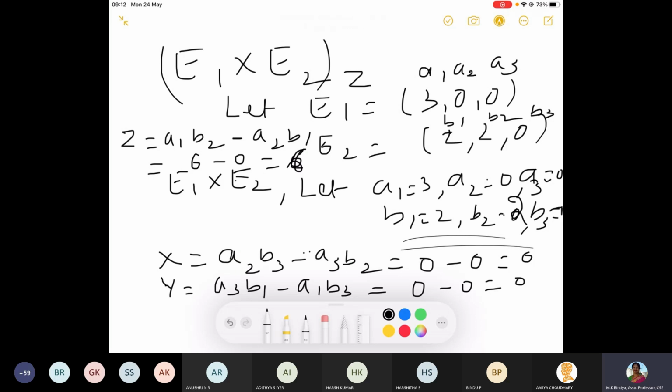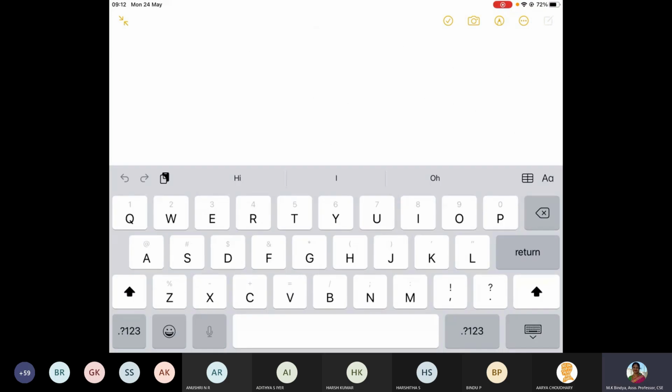So here the X is 0, Y is 0, but Z is greater than 0. Yes, ma'am, it is greater than 0. Like that, we need to perform for all the cases here. Is this clear? Is this clear how you are going to perform?